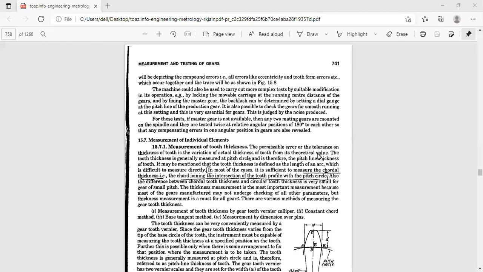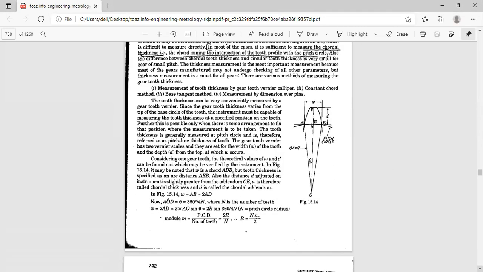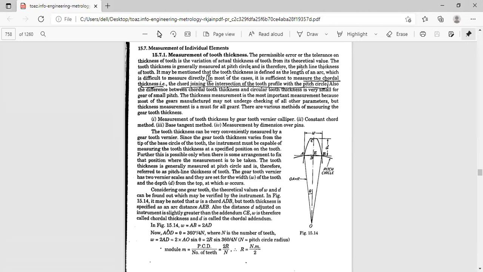So we'll start the class today. We'll be dealing with the measurement of tooth thickness. But before that, you have to know what tooth thickness is. We have already defined this, and we'll just revise that definition again.